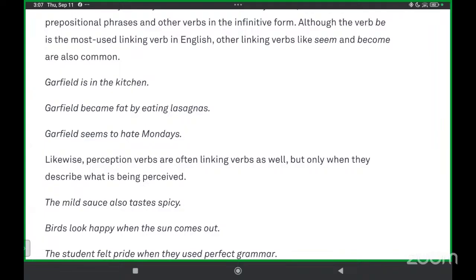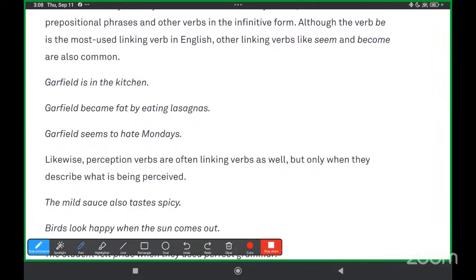Take a look at some examples. Garfield is in the kitchen. Garfield became fat by eating lasagnas. Garfield seemed to hate Mondays. So, in these three examples, is, became, and seemed are linking the two phrases in the sentences. Okay, these are all linking verbs.